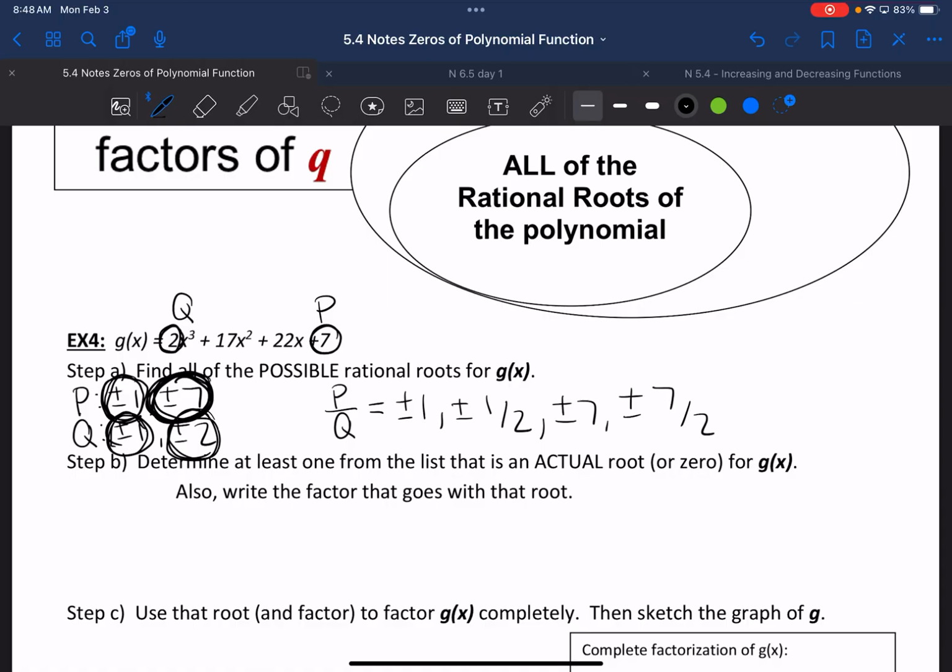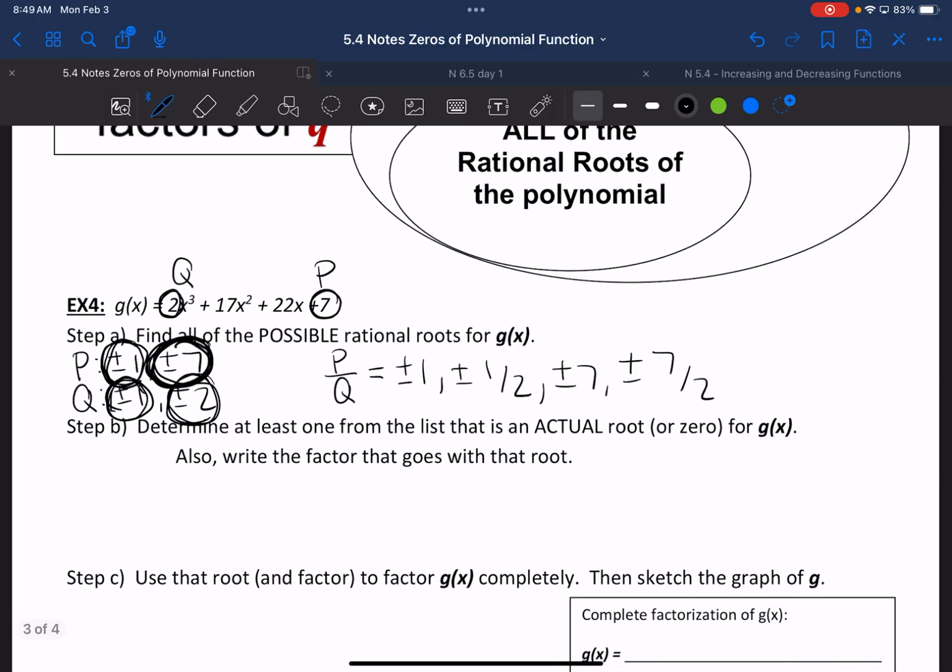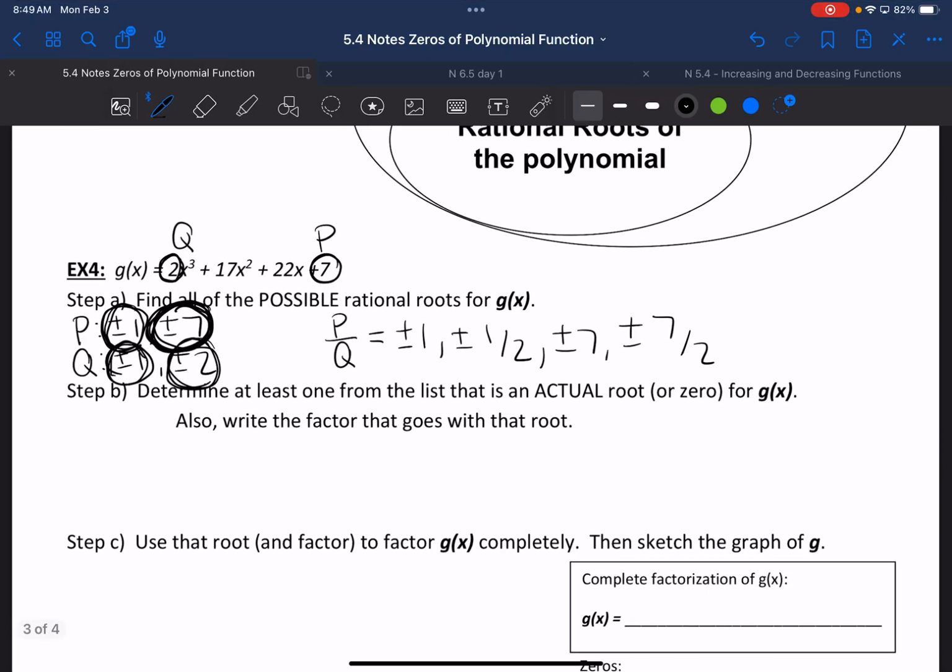So that definitely narrows it down, so we're not just taking a stab in the dark to pick some numbers, right? It says determine at least one from this list that is actually a 0. Well, that means we only have to try these 4 values and see which one might work, okay? So maybe we start with our first term, that plus minus 1, okay? So let's try doing synthetic division with a 1, and we'll see if we think it's a factor or not.